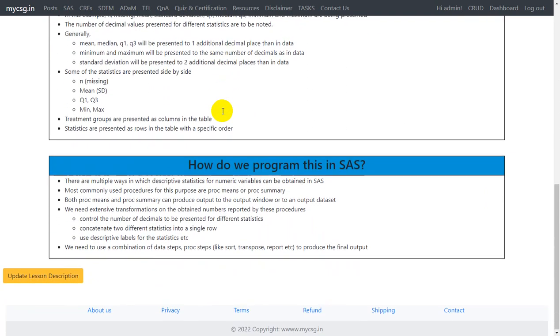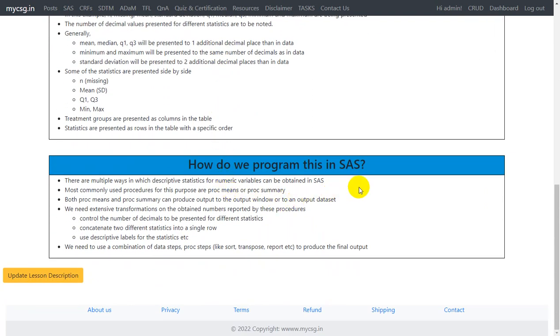So how do we program this in SAS? There are multiple ways in which descriptive statistics for numeric variables can be obtained in SAS. The most commonly used procedures for this purpose are proc means or proc summary. Both proc means and proc summary can produce output to the output window or to an output data set.